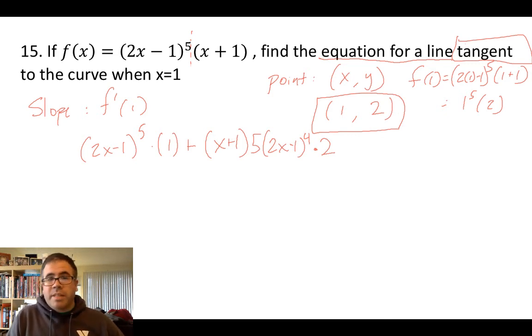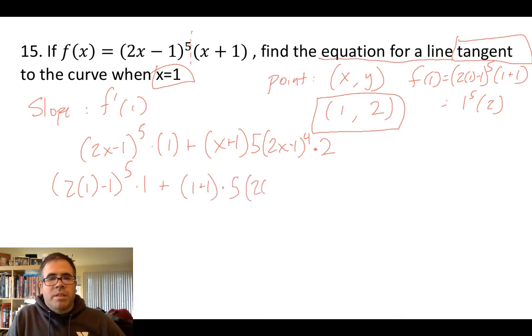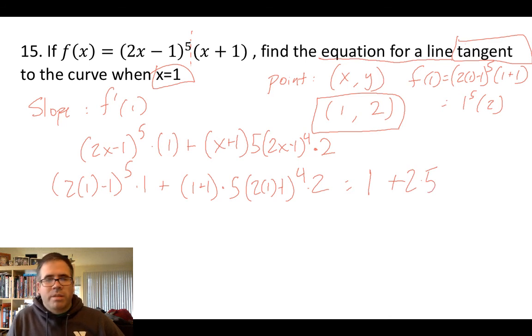So we could make this nice and simpler, but we're not going to because we want it at a particular point. So we're just going to plug that in. We want 2 times 1 minus 1 to the 5th times 1 plus 1, plus 1 times 5 times 2 times 1 minus 1 to the 4th times 2. All right? This is 1. 1 to the 5th is 1 times 1 is 1, plus we have 2 times 5 times 1 to the 4th times another 2, which becomes 1 plus 20, 21. So that's our slope.